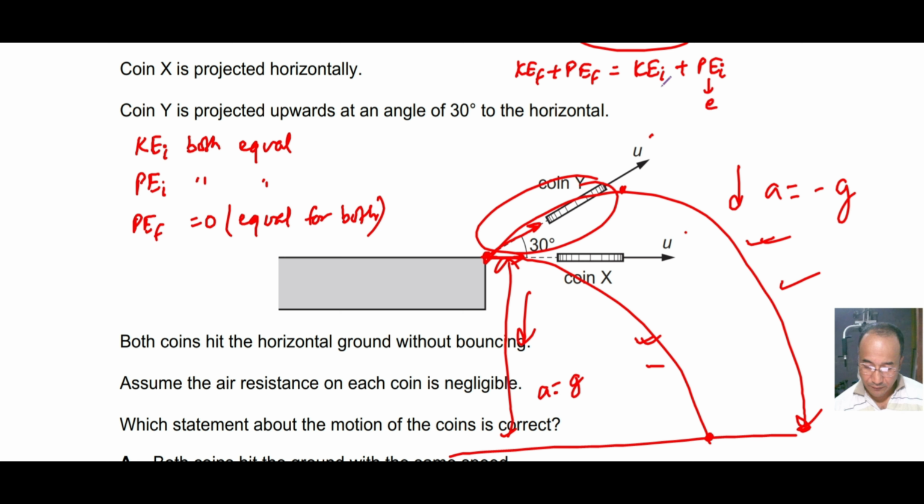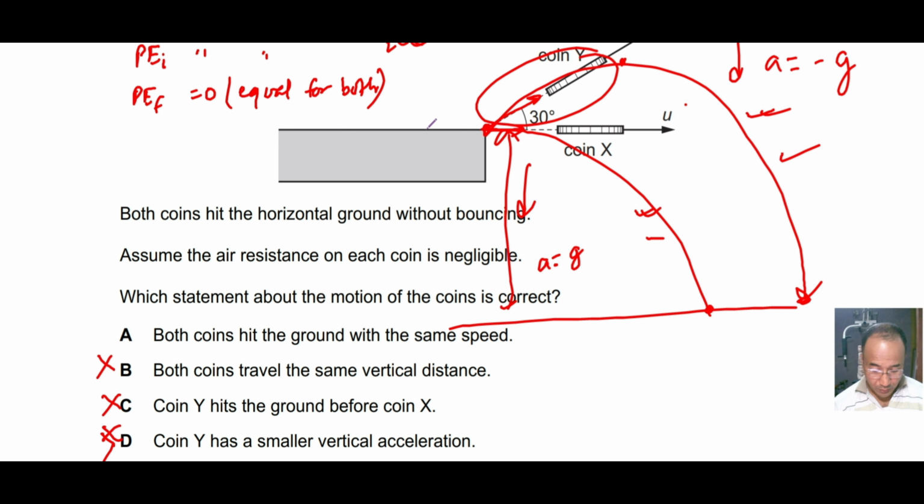This is equal for both, this is equal for both, this is equal for both, so this also should be equal for both. The coins are the same, so KE final is equal for both. That means half m v squared should be equal for both. Masses are equal, so the speed also should be equal. That means both coins hit the ground with the same speed. So choice A is the correct choice.